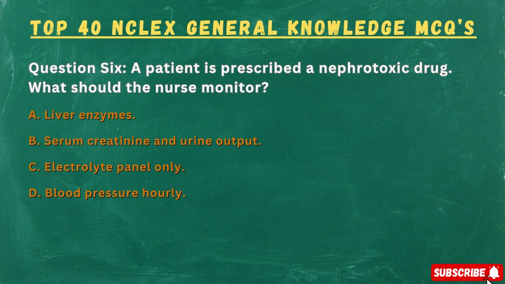Question 6. A patient is prescribed a nephrotoxic drug. What should the nurse monitor? A. Liver enzymes. B. Serum creatinine and urine output. C. Electrolyte panel only. D. Blood pressure hourly. Answer. B. Serum creatinine and urine output.